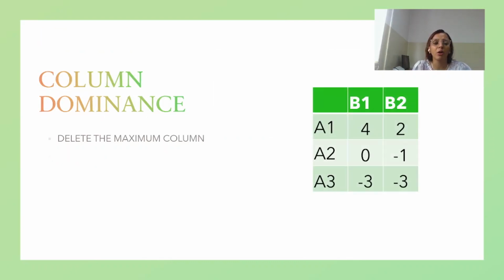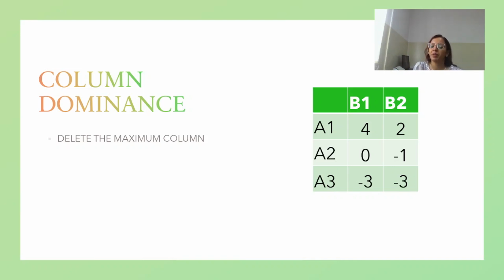But if I'm talking about column dominance, what we have to do is find the maximum element of each column. In the row, we find the minimum. Right, we have already discussed row min, column max. Now we have to find the maximum in the column. Which one is maximum in this column? Compare the columns from one to another.